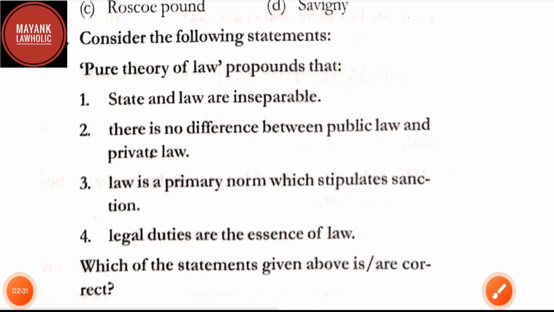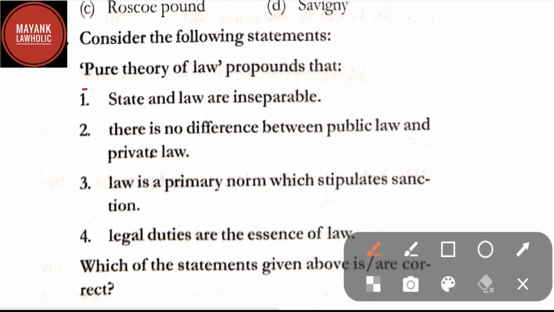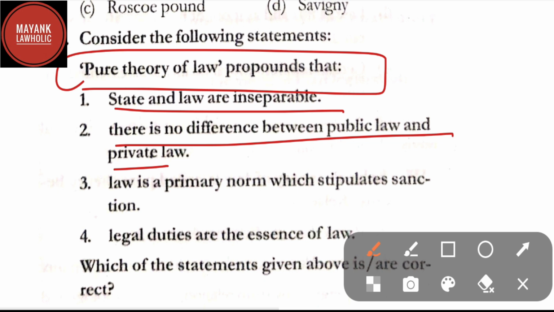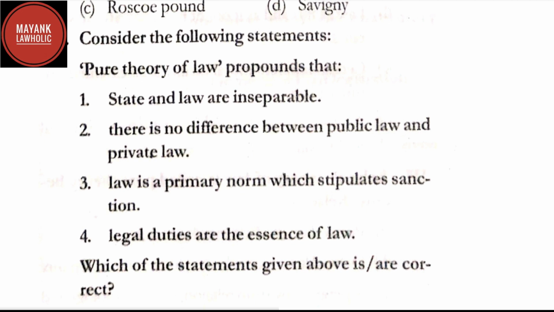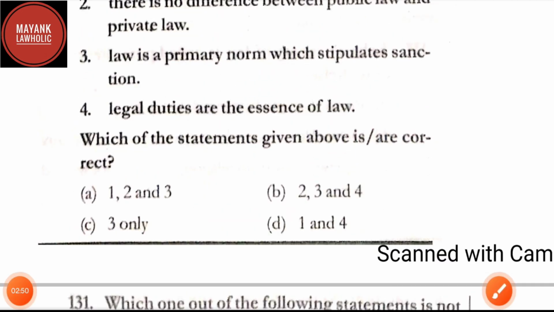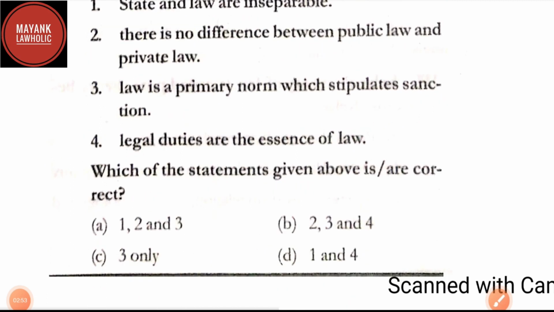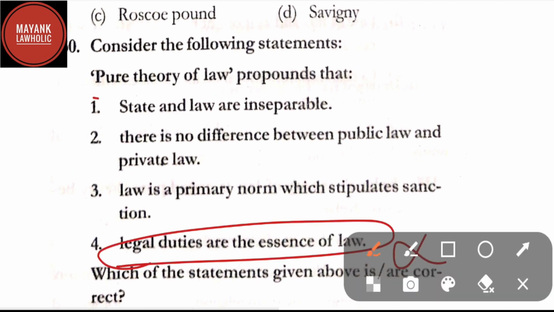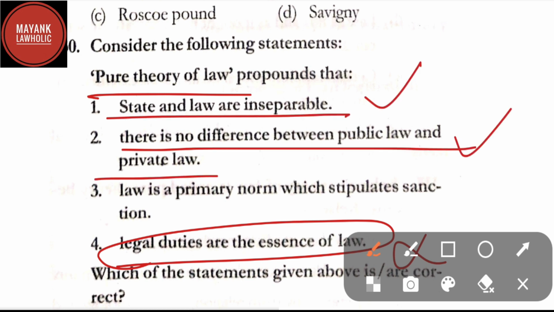Question number 130. Consider the following statements. Pure theory of law propounds that option 1, state and law are inseparable. Option 2, there is no difference between public and private law. Option 3, law is a primary norm which stipulates sanction. And option 4, legal duties are the essence of law. Which statements above are correct? Here in question number 130, the correct answer is option A, that is 1, 2 and 3. Statements 1, 2 and 3 are correct, and the last statement, legal duties are the essence of law, is not correct. Related to pure theory of law, state and law are inseparable. There is no difference between public law and private law. Law is a primary norm which stipulates sanction.